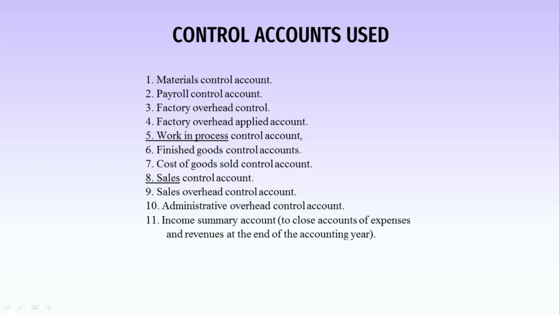The control accounts used in the cost accounting cycle are: first, the material control account; second, the payroll control account; third, the factory overhead control; fourth, the factory overhead applied account; and fifth, the work in process control account. Sixth would be the finished goods control account. Seventh is the cost of goods sold control account. Eighth is the sales control account. Ninth is the sales overhead control account. Tenth, the administrative overhead control account. And lastly, the income summary account, which is used to close accounts of expenses and revenues at the end of the accounting year.